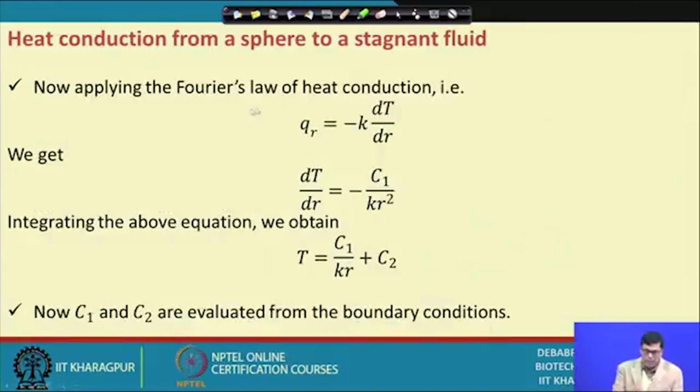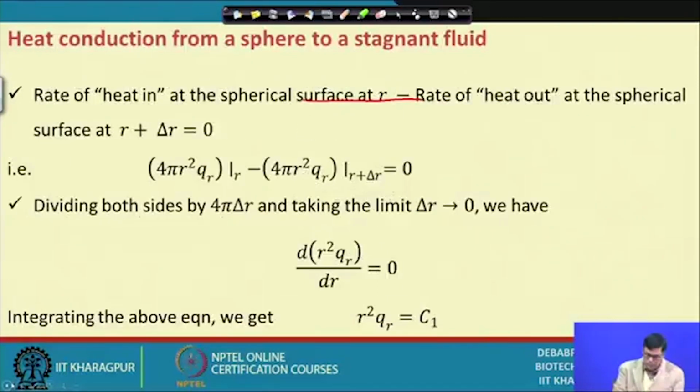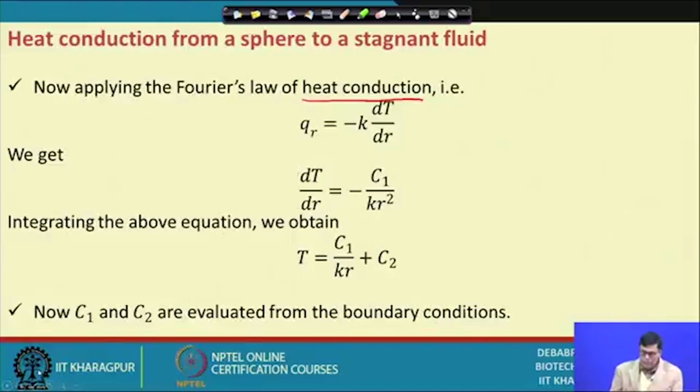Now, by applying Fourier's law of heat conduction, we can write q equals minus k dT by dr, and then we can write dT by dr equal to minus C1 by k r square. We can write this in this form; we have seen it before also. Then our final equation will be T equal to C1 by k r plus C2.